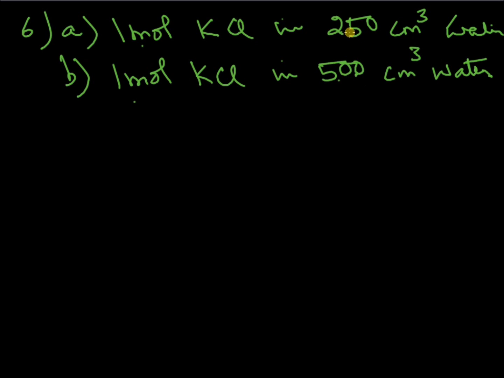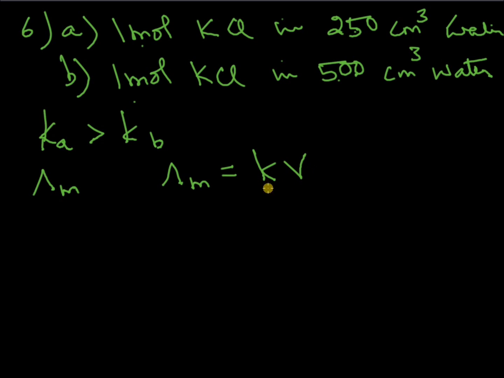This is more dilute. So the one which is more concentrated will have a greater number of ions per unit volume and hence will have higher conductivity. So if you say the kappa value of the first one is Ka, Ka will be greater than Kb. This is a very simple one. And secondly, to compare their lambda m values, we will use the relationship lambda m is equal to kappa into volume V, where V is the volume containing 1 mole of the electrolyte.